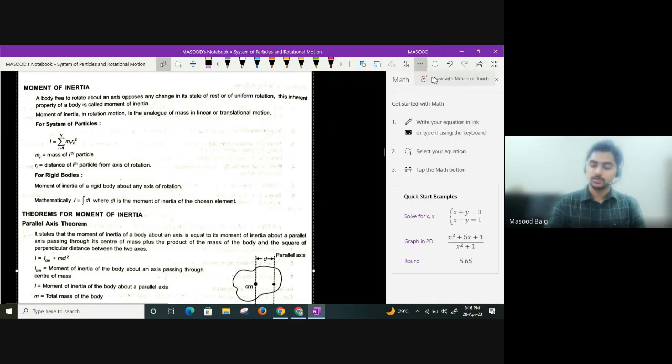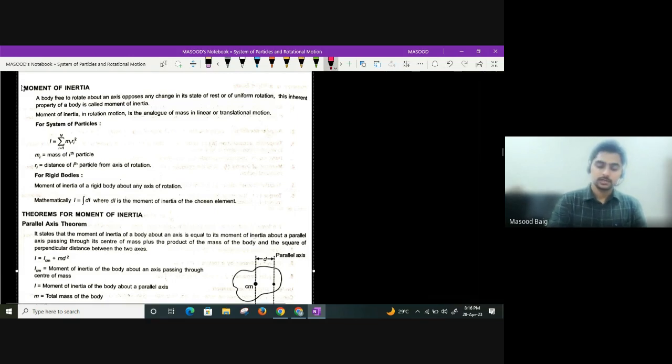Where during rotation again, it is the resistance offered. Inertia, what is inertia again? It is the property of an object to resist any change in its state of translation. Moment of inertia is also the property of an object to resist any change in its state of rotation, guys. Inertia, translation. Moment of inertia, rotation again.